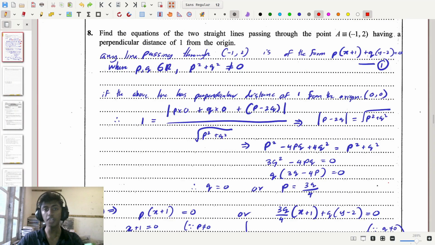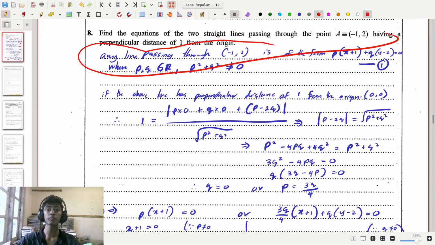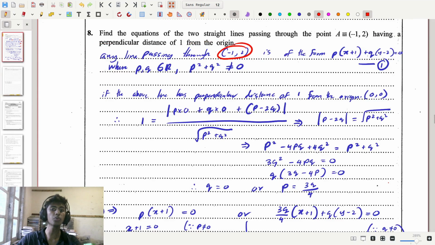Now finally, let's consider the marks awarded for this question. So in this question, you have 2 bits of information to use. When you use the first bit of information and say that any line passing through negative 1, 2 is of the form p times x plus 1 plus q times y minus 2 equals 0, where p and q are real numbers, and p squared plus q squared not equal to 0, you get 5 marks for that.